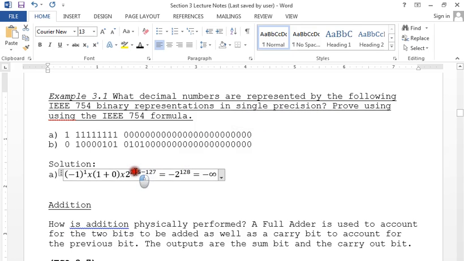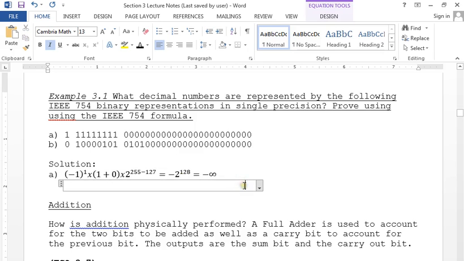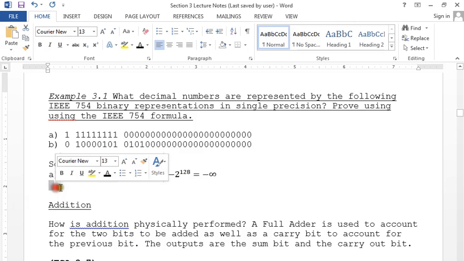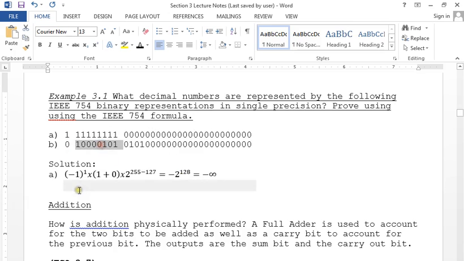So then it becomes 255 minus 127, as you guys said. So now we have negative 2 to the 128, which in the standard is defined as negative infinity. So now we have this one here. This one is not negative infinity, right? So what is this value?